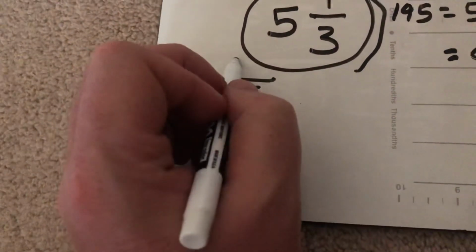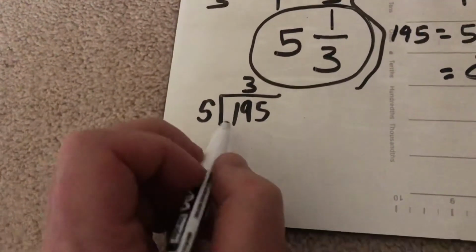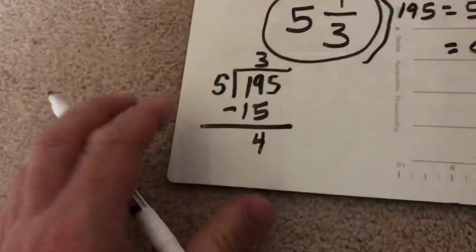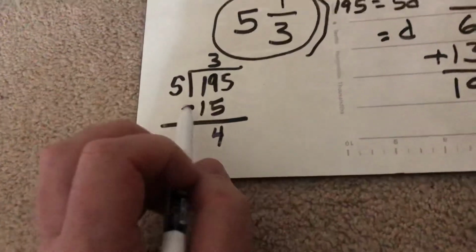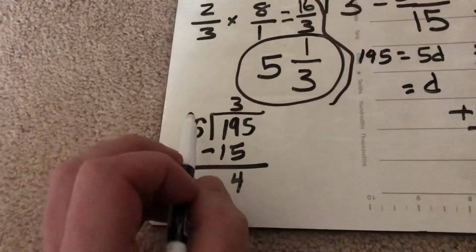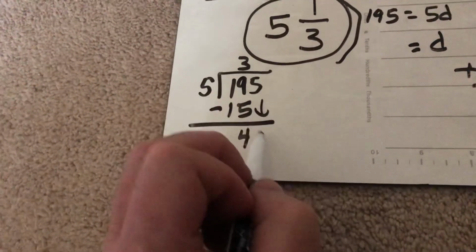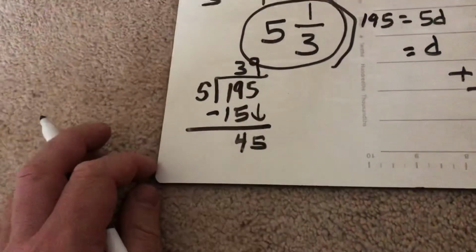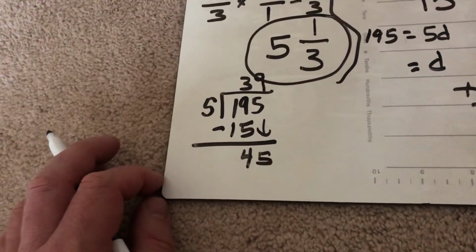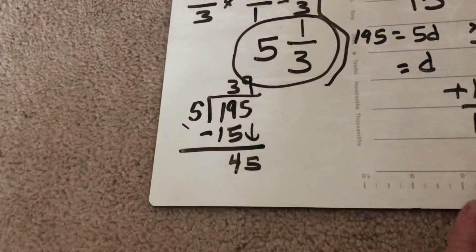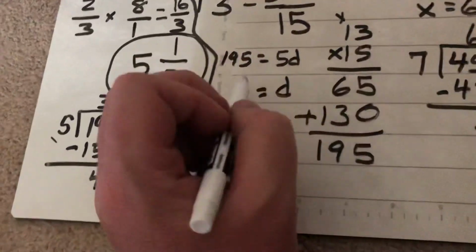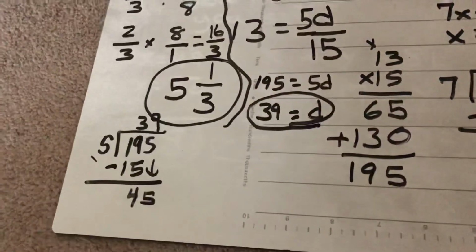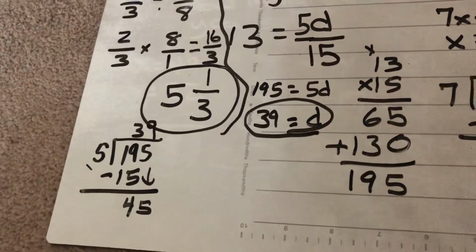Well, 5 cannot go into 1. 5 can go into 19 3 times. 3 times 5 is 15. 19 minus 15 is 4, and I'm okay with that because 4 is less than 5. I'm going to go ahead and bring the 5 down. 5 can go into 45 9 times, and I know there's none left over because 5 times 9 is 45. So that tells me that it's 39 that is equivalent to d in that situation.